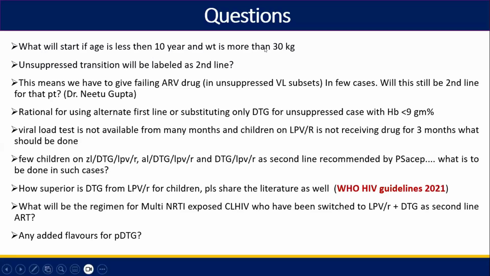What will start if age is less than 10 years and weight is more than 30 kg? Shweta, I answered this question in the chat box. For tenofovir, we need the age to be more than 10 years and weight more than 30 kgs. So we can only shift this child to TLD once the child is more than 10 years and 30 kgs. If the child is less than 10 years, it will remain as ALD. Thank you, ma'am. Abacavir, lamivudine plus DTG 50 milligrams.